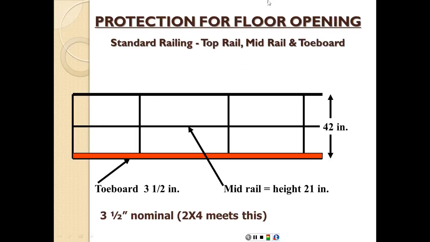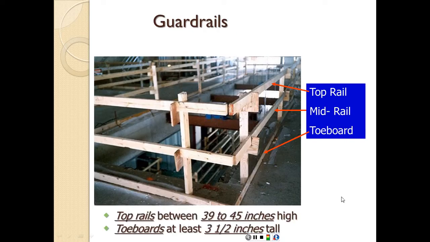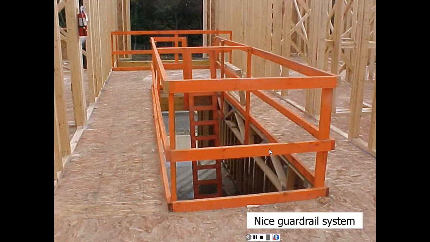And this is an example here. So the toe board is 3.5 inches, which is a 2x4. The mid-rail height is 21 inches. And the top rail is going to be 42 inches. So here we have, for example, a guardrail that's properly installed. It seems to be strong enough to resist the 200 pounds. It's all around the opening. And it has the top rail, it has the mid-rail, and it has the toe board. So this is very well constructed.